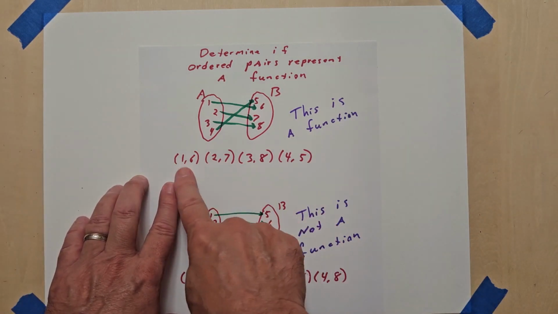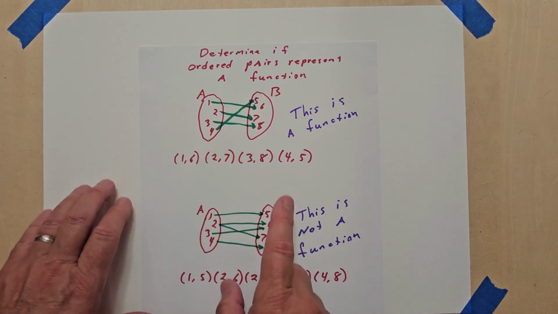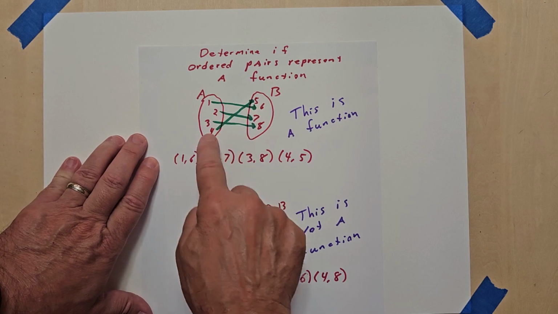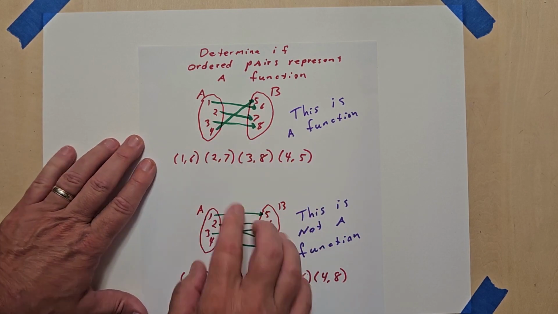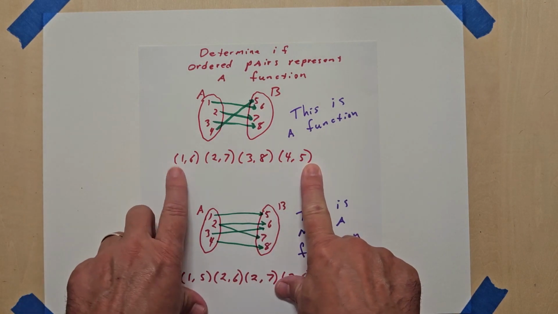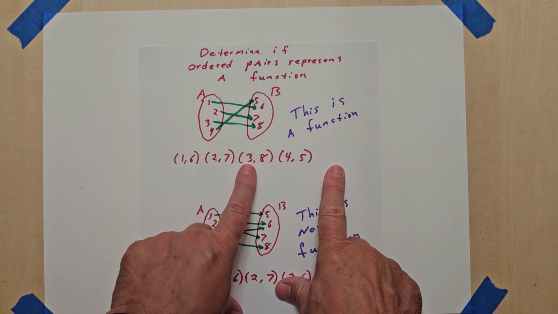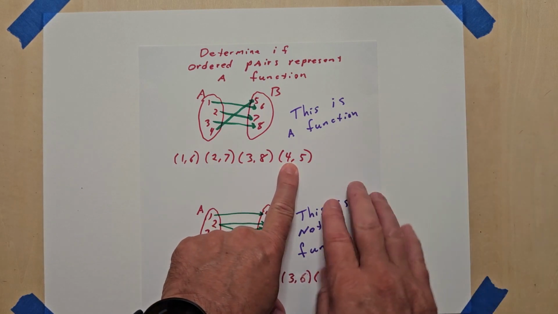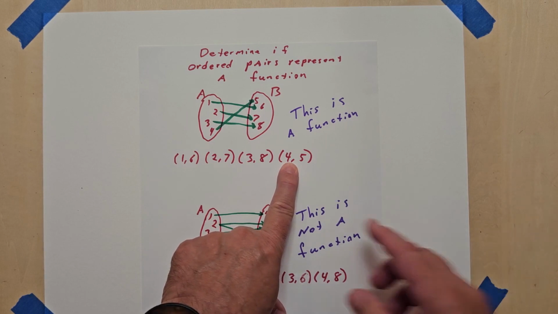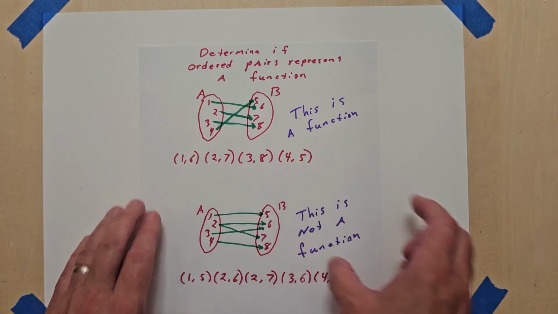So this is a good function. And if you didn't have this diagram to tell you, remember with functions, every input maps to only one output, and that's what we have here. But if you didn't have this to go by, and you were just looking at these ordered pairs, what you would notice is that each input, which is 1, 2, 3, and 4, is only represented once. And if they are represented multiple times, they would always map to the same number. Okay, so in this case, we've got a good function.